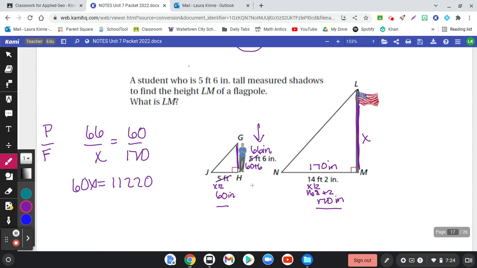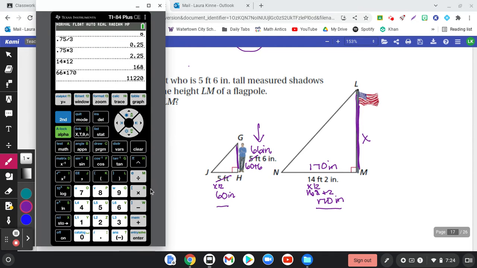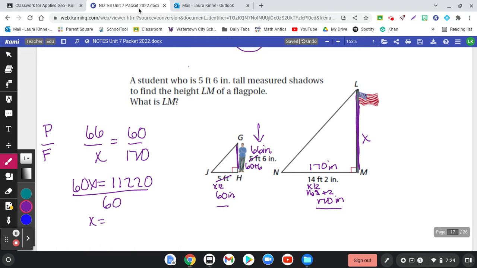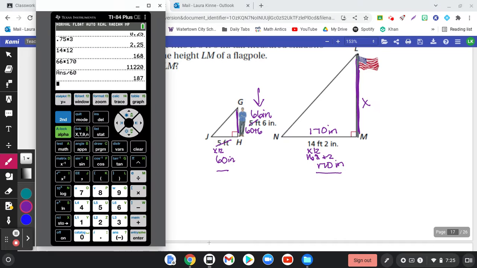Now, you may have set this up differently. Maybe you did the person's height over shadow equals height over shadow. Either way, it doesn't matter how you set up your proportion, as long as you get the same cross products, you're good to go. So now just divide everything by 60. So the flagpole is 187 inches. Now, if you want to convert that to feet, you could divide it by 12. So it's 15 feet.